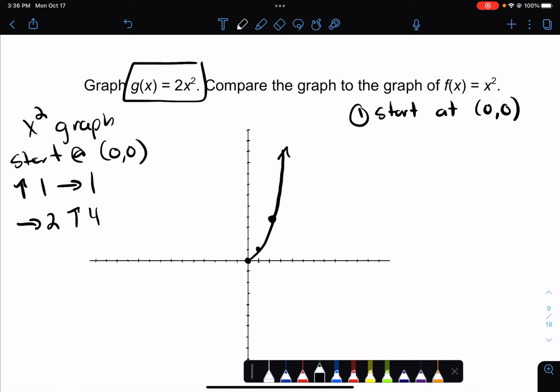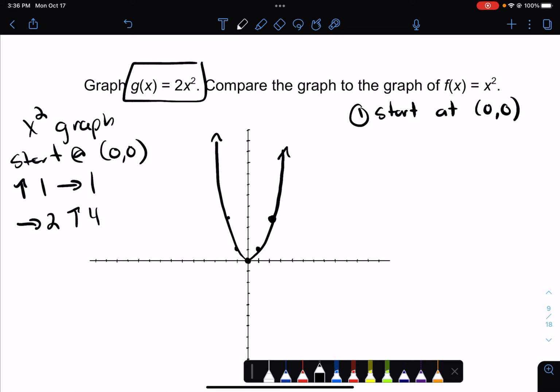Now the other side is really easy because it's the exact same. I'm going to go over 1 and up 1 in the other direction, and then I'm going to go over 2 and up 4 in the other direction. And it's going to look kind of like a mirror image of each other, right? So that's my normal x squared.